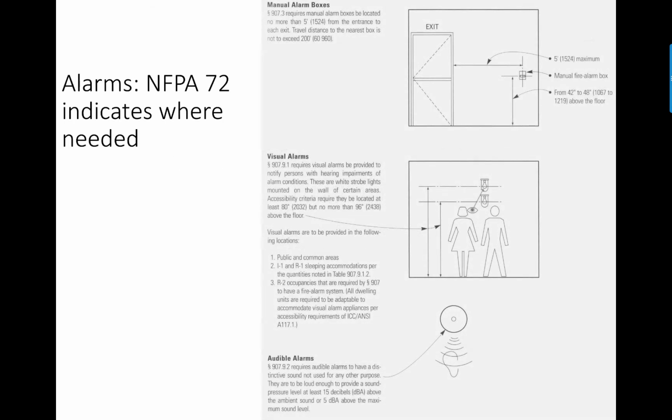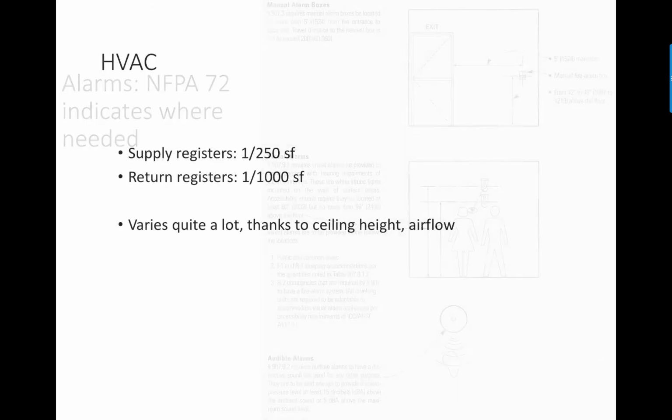Same with the mounting of alarms. Typically, these are near the exits. Visual alarms need to be mounted at a certain height. Audible alarms need to be mounted at a certain height. So all of these things are required, and some of them are going to occur up in the ceiling, like exit signs or smoke and fire detectors. Others are not.